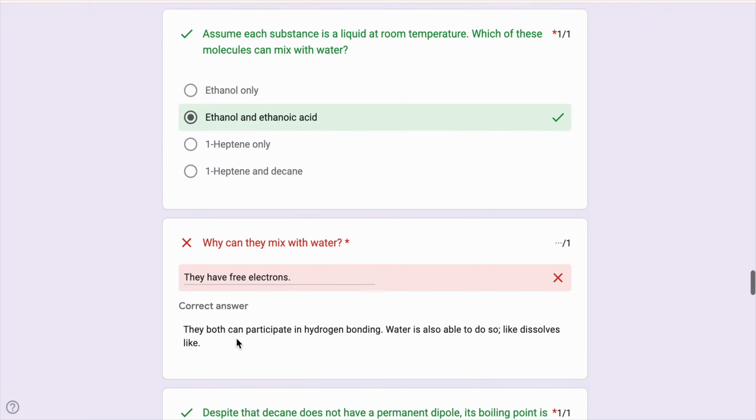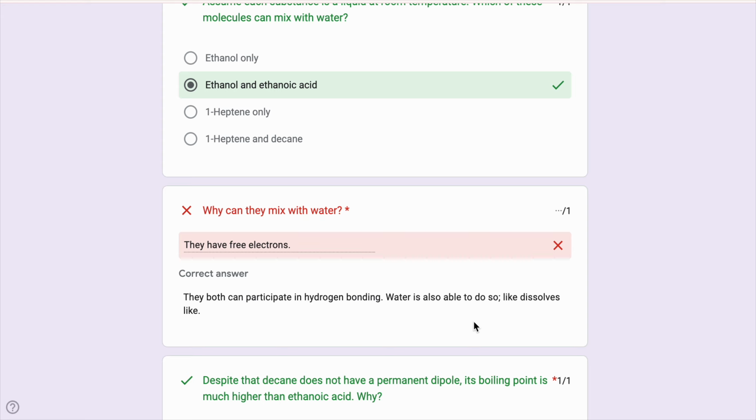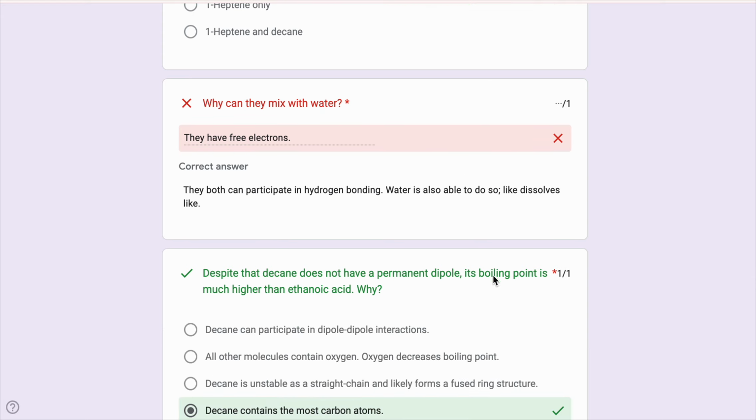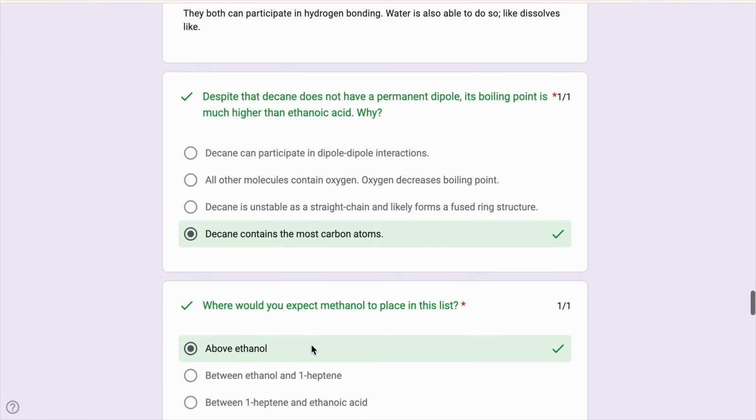Why can they mix with water? They can participate in hydrogen bonding. Water is also able to do so, like dissolves like. Where would you expect this?